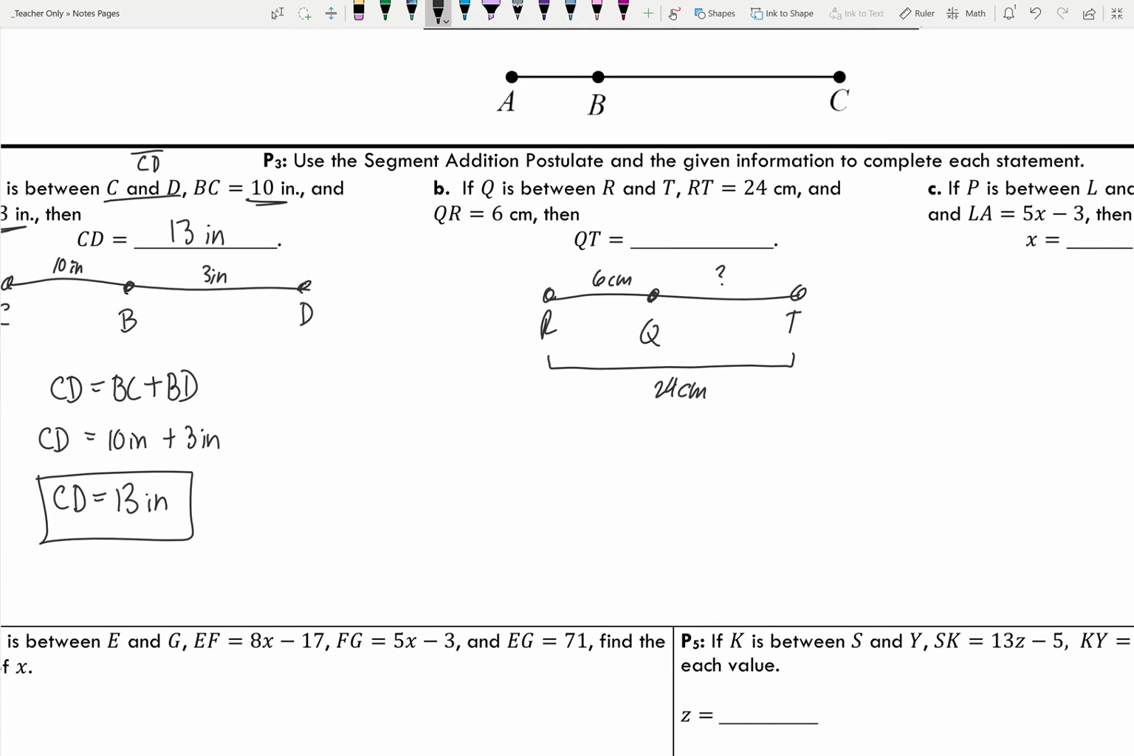Let's write out our equation. We know that RT is equal to RQ plus QT. Okay, so I know RT to be 24 centimeters. Right now I'm just going to put 24. That equals RQ, which is 6 centimeters, plus QT. Subtract 6 from both sides. I have that QT is equal to 18 centimeters.